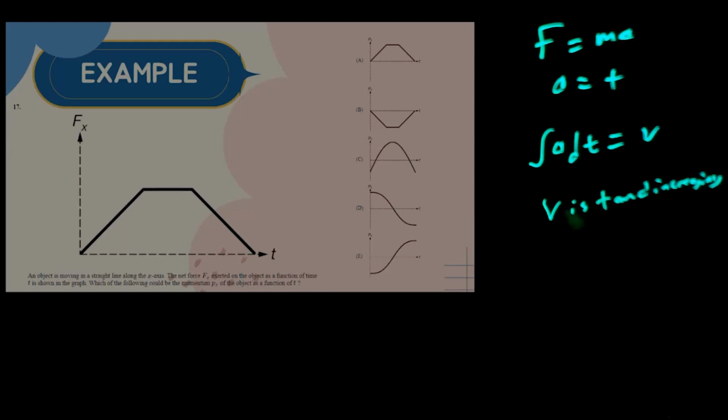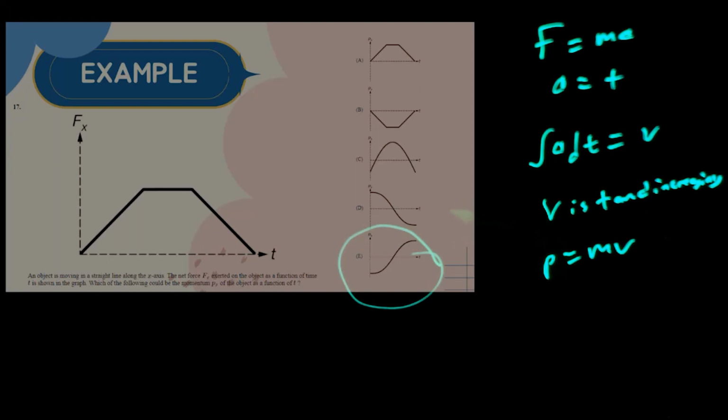So how can we relate this to momentum? Because that's what the question's asking us. Well, momentum is equal to mass times velocity. We know that this mass is always going to be positive. So we know that this momentum has to be both positive and increasing throughout the whole graph. And the only graph that shows that is graph E.